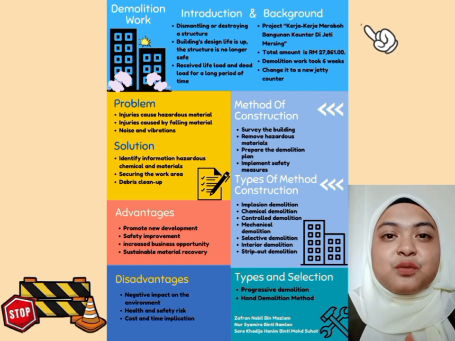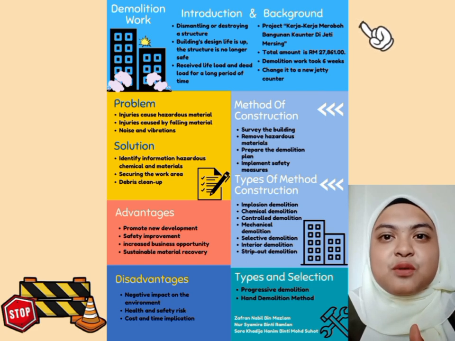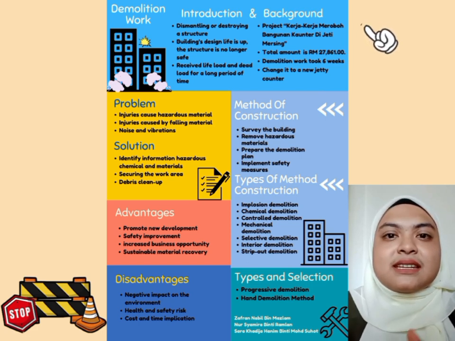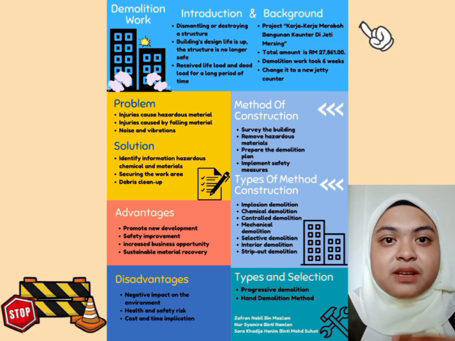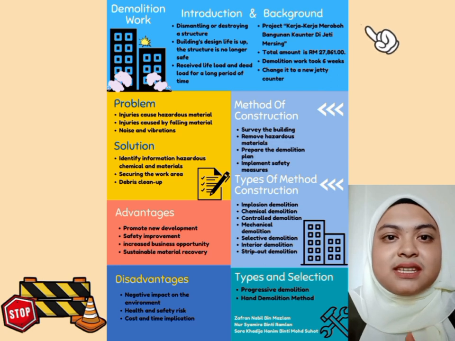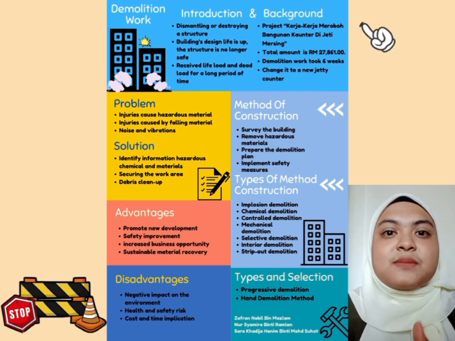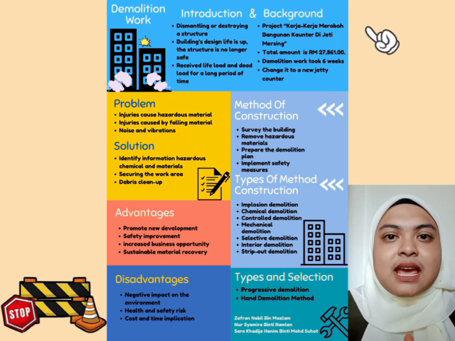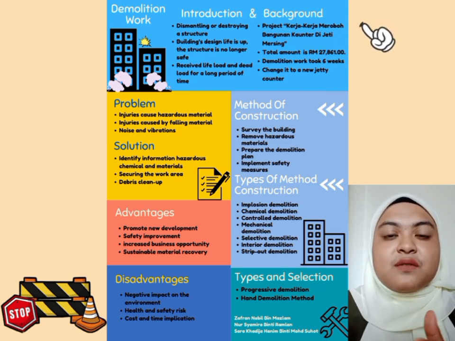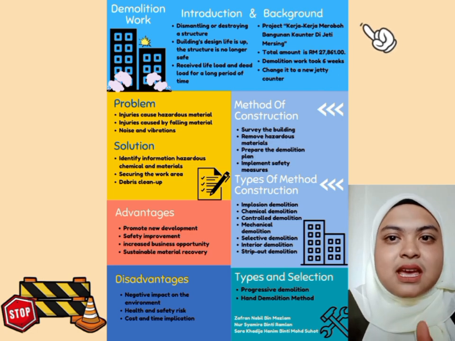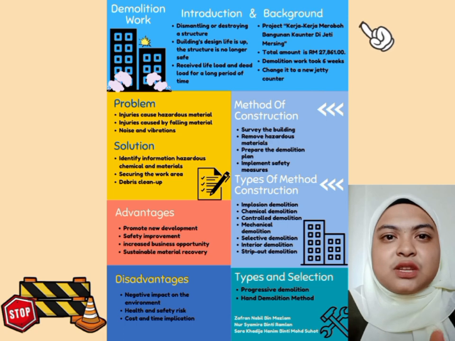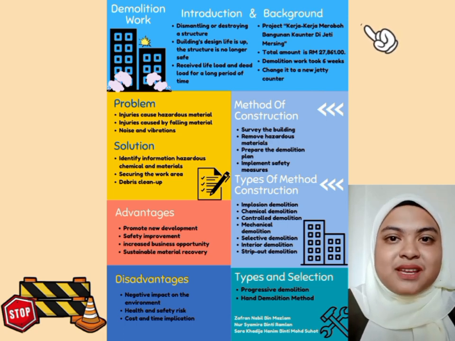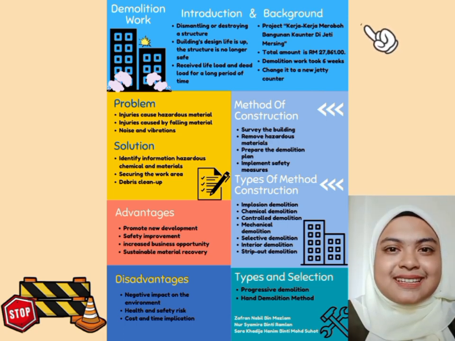For the right part, we can see the background of demolition work. For demolition work, we chose a project, kerja-kerja meroboh bangunan kaunter di JT Mersing. The selection of this project is closely related to the title of our report, which is demolition work. This JT demolition work cost RM27,861. The time period for the completion of this demolition work is 6 months. The main purpose of the demolition work is to change it to a new jetty counter. So, I will pass the next topics to the other presenter.